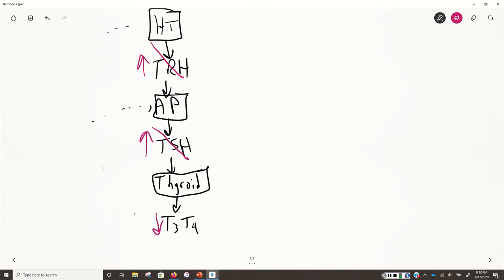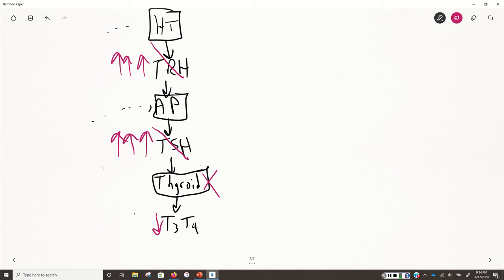But if the thyroid has something wrong with it, it's not able to make T3, T4. So there's no feedback, and the hypothalamus makes more TRH, telling the anterior pituitary to make more TSH, telling the thyroid to make T3, T4, which still doesn't rise. No feedback. We keep making more TRH, we keep making more TSH, we keep stimulating the thyroid, no T3, T4.